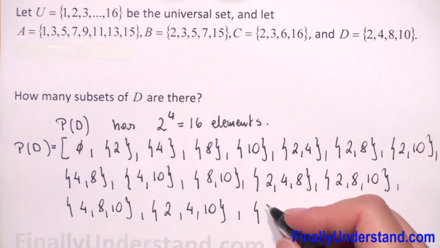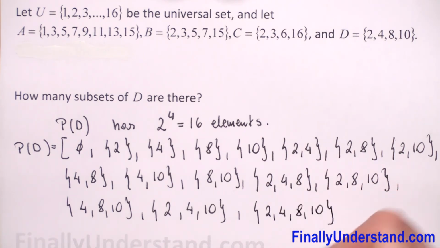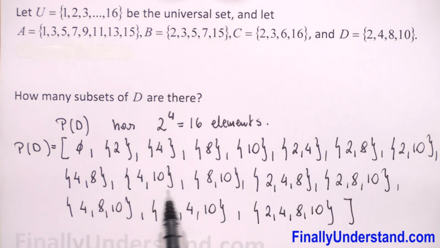4 elements, so all of set D: 2, 4, 8, 10. This is all the subsets of set D. Let's check if we have 16 elements. 1, 2, 3, 4, 5, 6, 7, 8, 9, 10, 11, 12, 13, 14, 15, 16. We have 16 elements. So we found all subsets of set D. This is my solution.